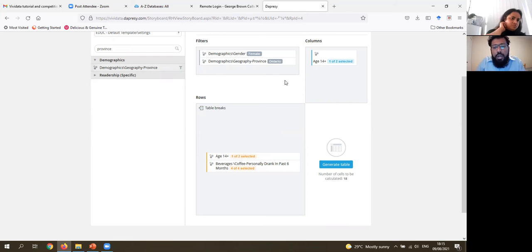Now the next thing is, what is the information I'm looking for? So it could be anything. So let's talk about some mutual funds.